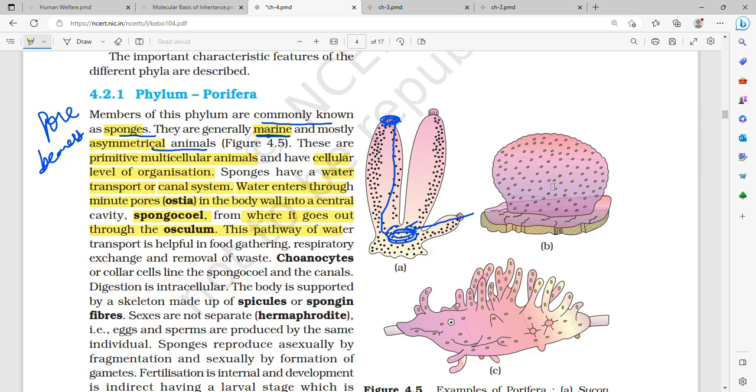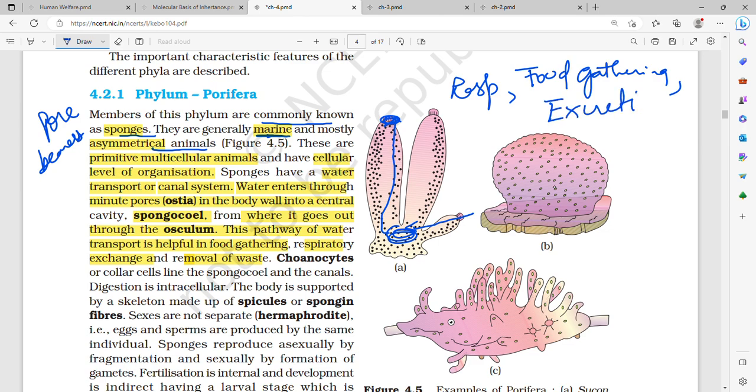This pathway of water transport is helpful for food gathering, respiratory exchange, and removal of waste. This water gathering is important for respiration, for food gathering, and for excretion. So food gathering, respiration, and excretion, all three essential processes are done by the water transport or water canal system in poriferans.